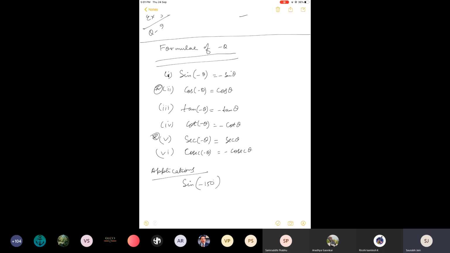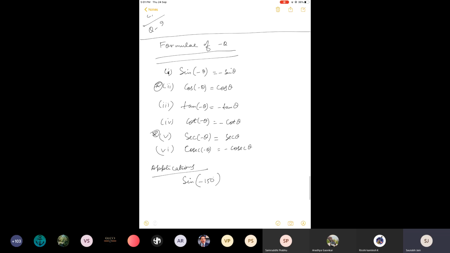First of all, I have a question. I am only talking about minus 150 degree. Tell me, minus 150 degree will come in which quadrant? Third. Third quadrant. We are moving clockwise now. If you think it is 150 degree, then you will give the answer second quadrant. It is third quadrant.